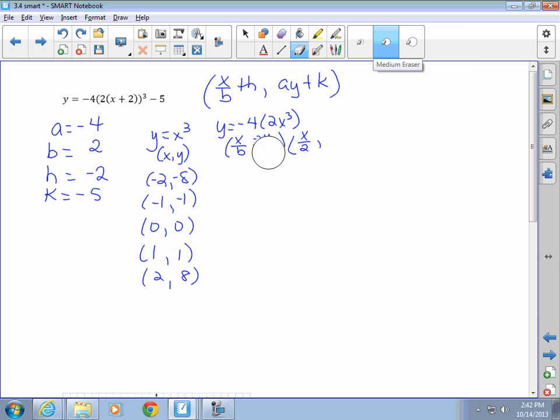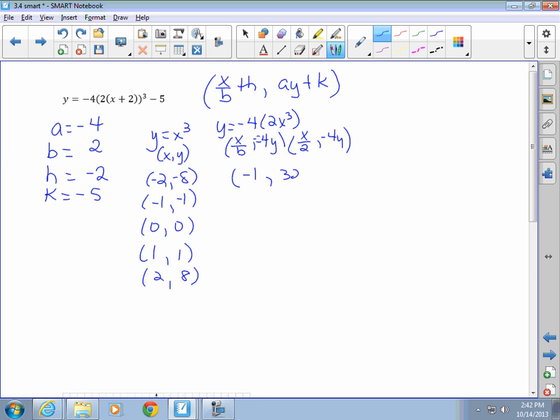Too bad I can't get my numbers right today. Sorry about that. Negative 4 times y. So x over 2 and negative 4 times y. I didn't have to write it twice. Doesn't matter. Okay, so negative 2 divided by 2 leaves me with a negative 1. Negative 8 times negative 4 is a positive 32.